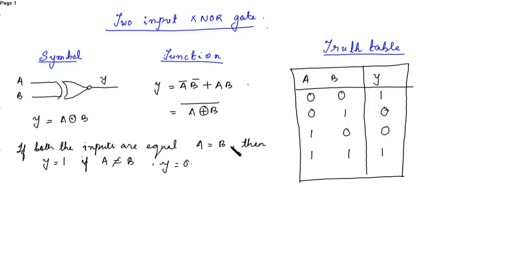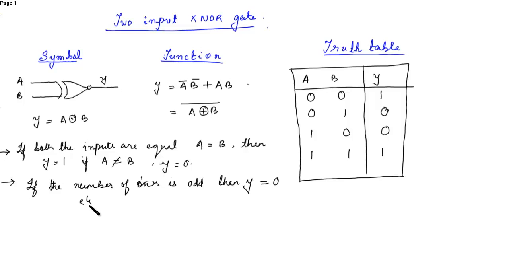Or in other terms, you can say if the number of ones is odd, then Y is equal to 0, else it is 1.